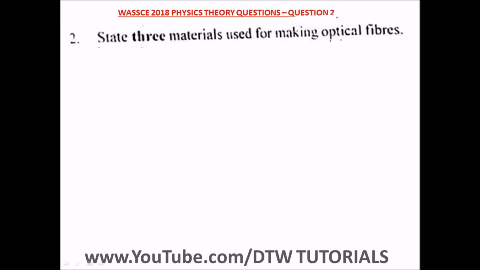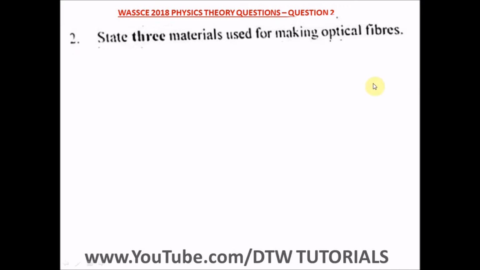All right, question 2 of the WASSCE 2018 physics theory question. It says state 3 materials used for making optic fibers. First of all, you must know what optical fibers are and where you use them. The first thing that should come to your mind about fibers is its use in telecommunication, where you see your computer networking, your base stations, you see a lot of fiber optics cables there. So that's where it's used.